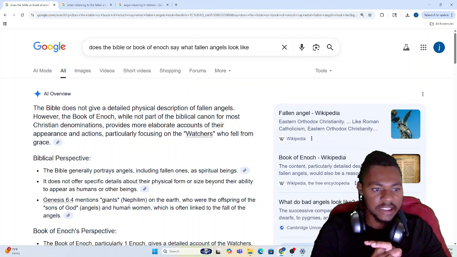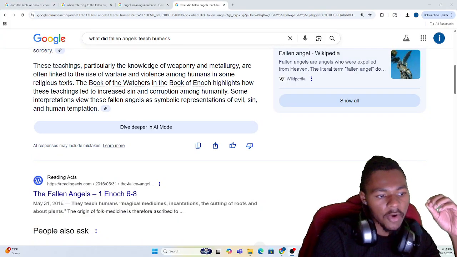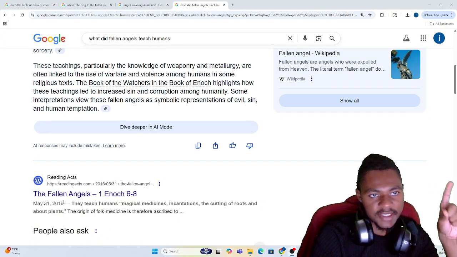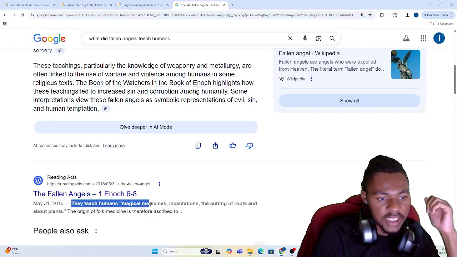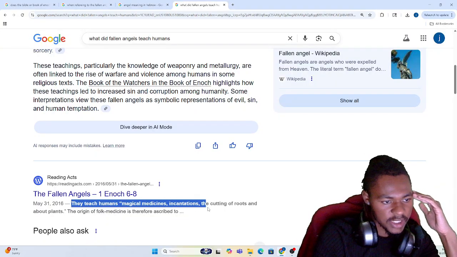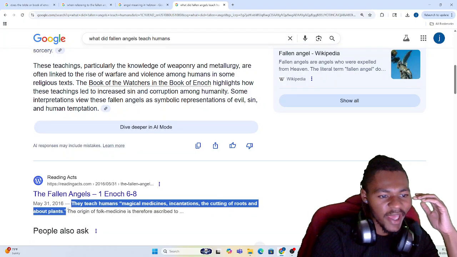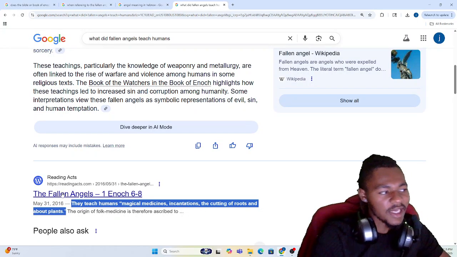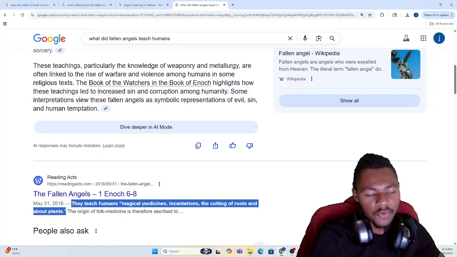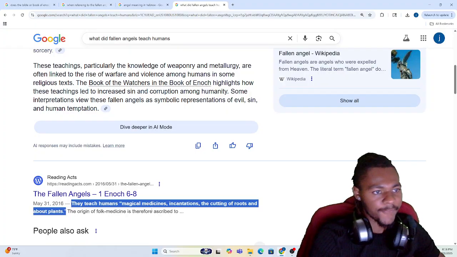But these beings, this is why they, like, hold on, let's do this real quick, hold up. I'm going down here only because there's a demon's name at the top which I don't want to influence y'all, but it says they teach humans magical medicines, incantations, the cutting of roots about plants. Doesn't this sound like magical medicines, incantations, cutting of roots and plants? That sounds like African root work, which is where the fallen angels first came: Africa and Egypt and places like that. You know what I'm saying?